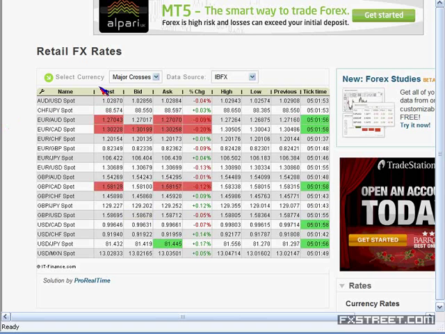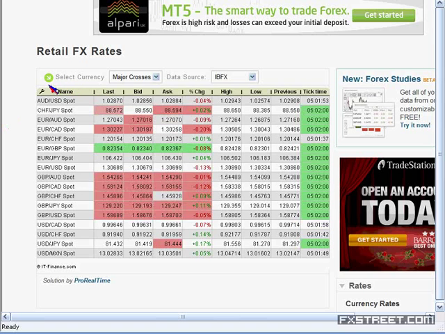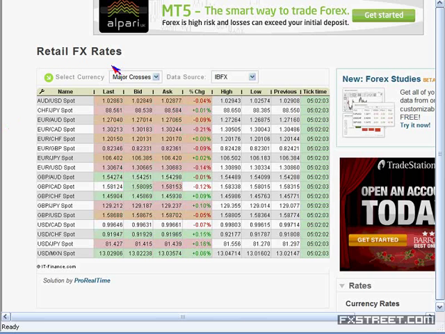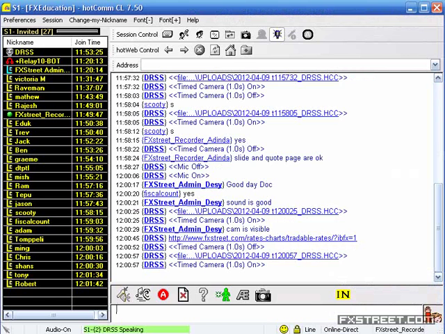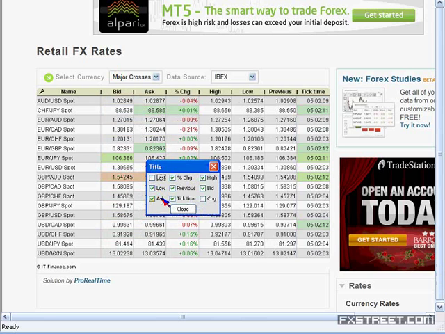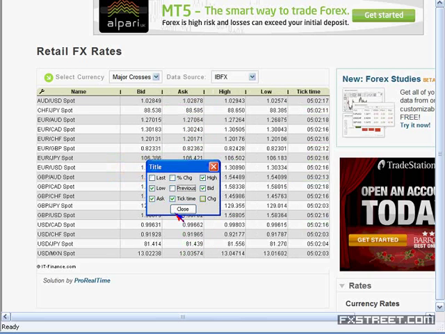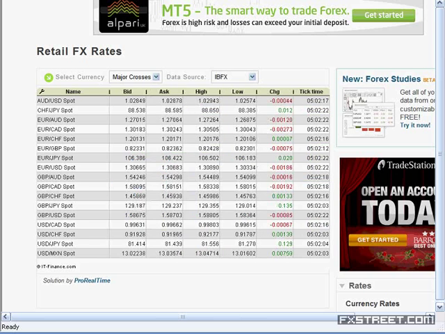Now here you come across the majors, and this is the code page, retail FX rates on FX Street, and in this you come across a tool. You can click the tool and select whatever columns you require. The low, ask, percentage change we don't require, previous we don't require, then tick time, high, low, and the net change. So once you select it, whenever you refresh it, it goes off. Then you have to select again. Only then you will be able to see the required codes.